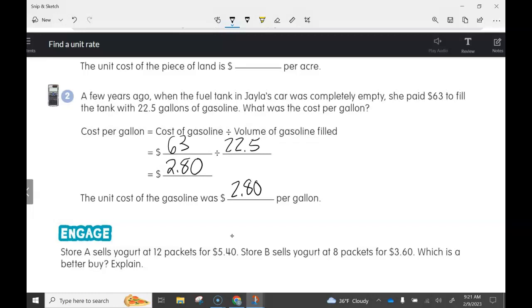Okay, so again, what we want to do to find the unit rate, we think about what we want to get to the 1 unit. We take the other quantity and divide it by that number. 63 divided by 22.5, $2.80 per unit or per gallon.